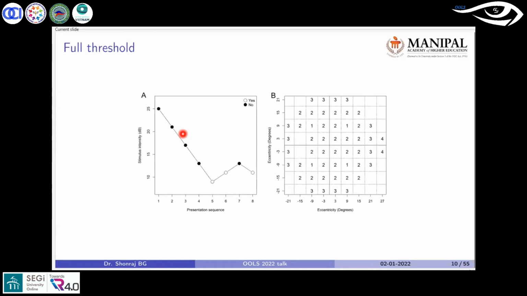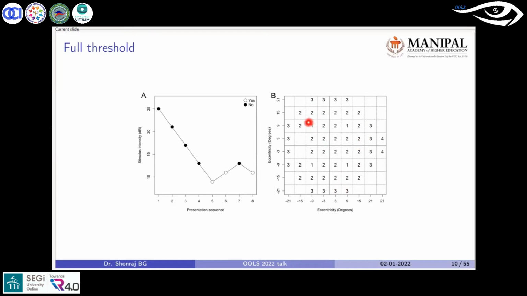Now, here is how a full threshold, a real full threshold in the Humphrey field analyzer works. Full threshold has been widely tested, many people have studied it, and we know exactly how it works. Let's take an example. Let's say we take this location, which is marked as 1 here. This is the fovea. This is a 24-2 grid that you are looking at. This is the blind spot. This is the nasal locations. And each location is 6 degrees apart in this 24-2 grid.